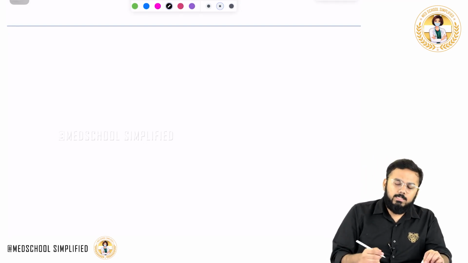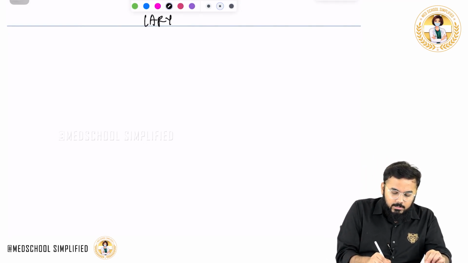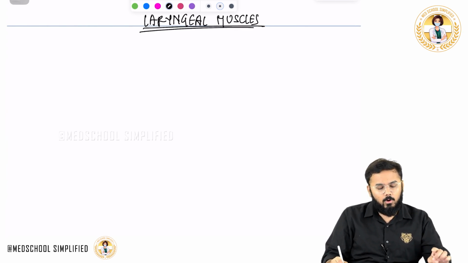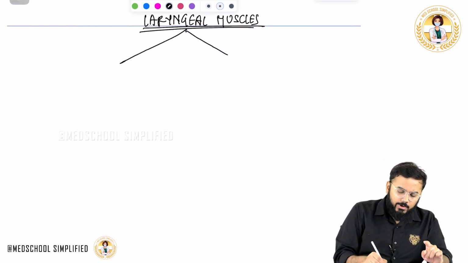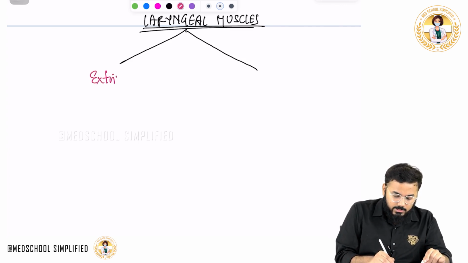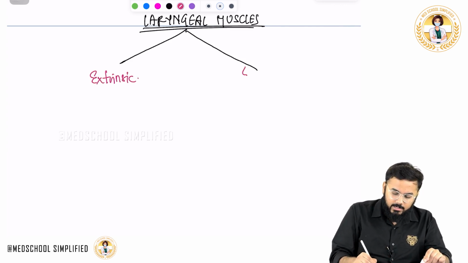Hello guys, now we shall be discussing the topic of laryngeal muscles. Our topic of discussion would be regarding the laryngeal muscles. When it comes to the laryngeal muscles, I hope all of you know that there are two different groups of laryngeal muscles. One is called the extrinsic muscles, and the other is called the intrinsic muscles.